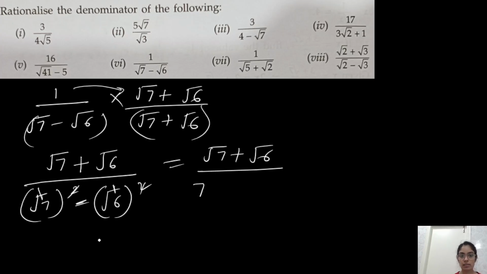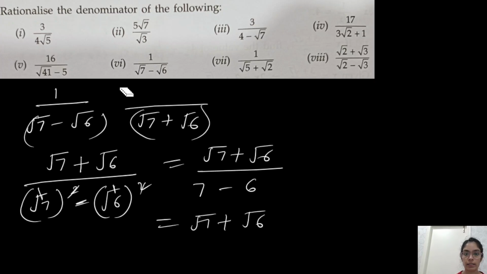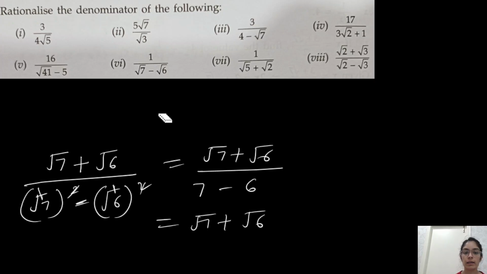If this is their square and square root, you can cancel also. So the final answer is root 7 plus root 6 by 1, no need of writing. This type of question is very easy. Here we are doing simple rationalization, very basic questions, because this is just the first video and I have just explained the basics. In the next video I'll be doing little harder questions as well.